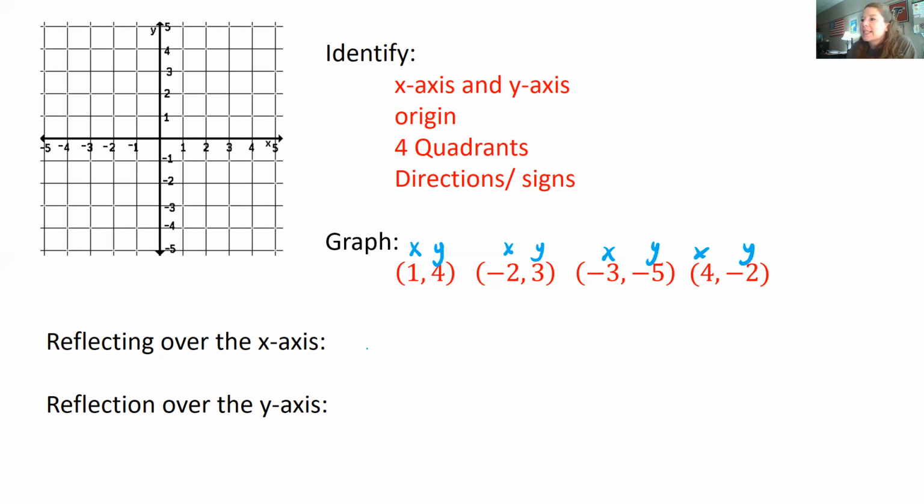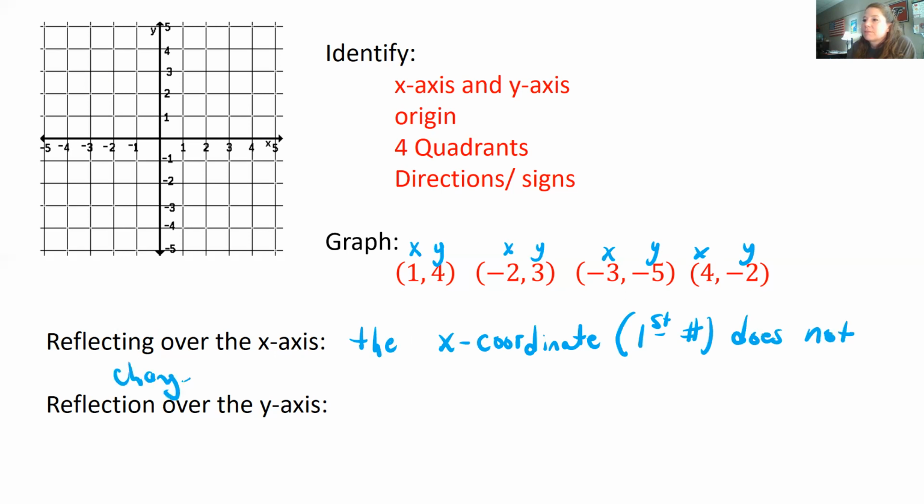So when we reflect over the x-axis, the x coordinate, which is the first number, does not change. The y coordinate becomes the opposite of what it started out to be, of the original.